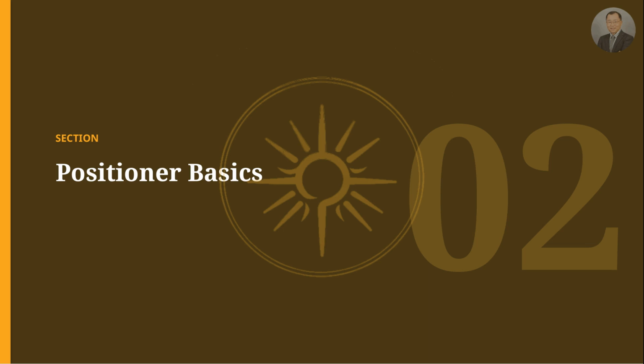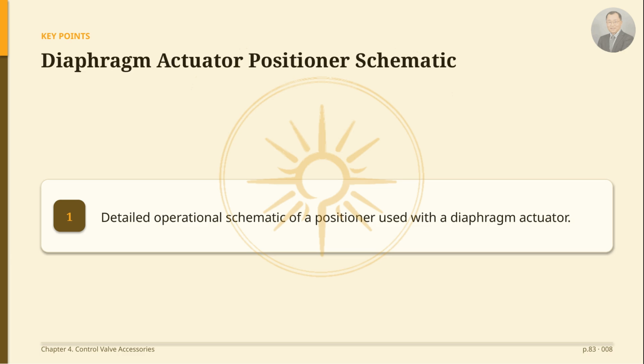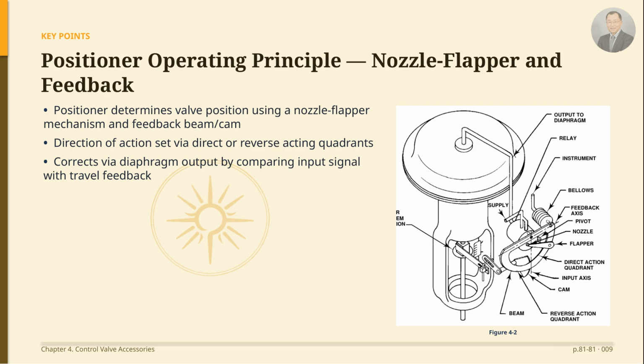Next, we turn to positioner basics. This is a detailed schematic of a positioner used for a diaphragm actuator. Looking at the operating principle of the positioner through the diagram, the nozzle-flapper mechanism, the feedback beam, and the cam are the key components. When an input signal is received, the nozzle pressure changes, which is then output to the diaphragm via a relay to move the valve.